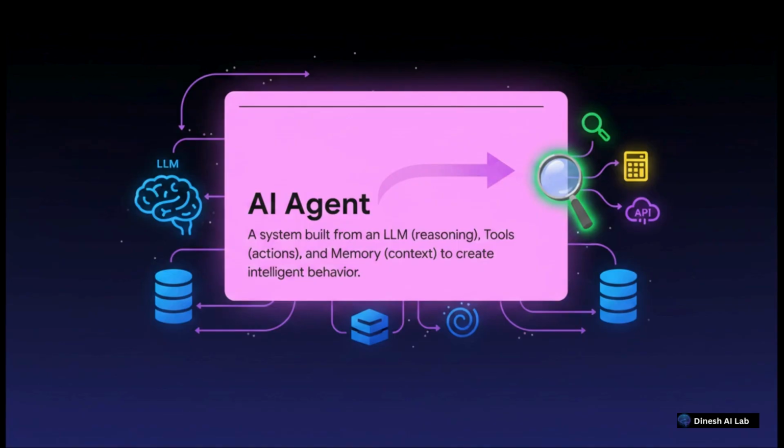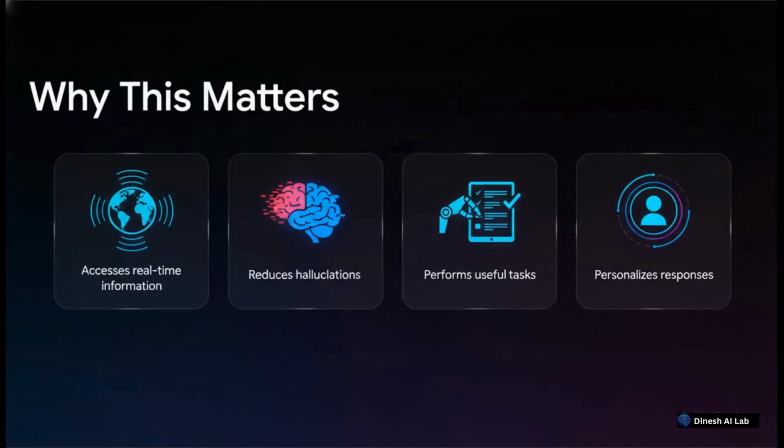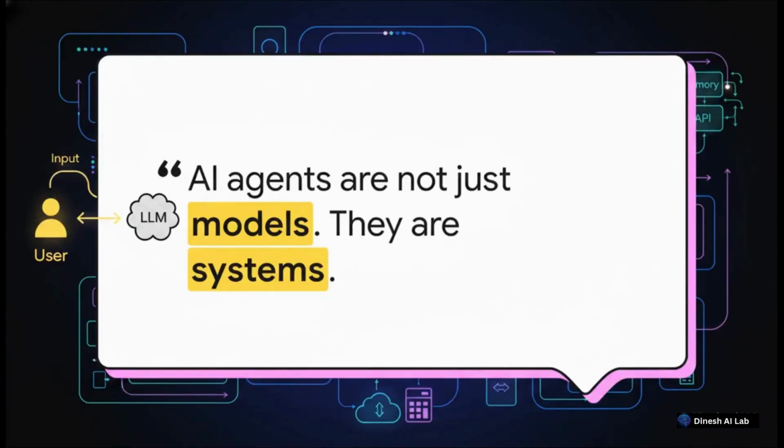So why does this architecture matter so much? Well, because this is what lets AI break free from just being a text generator. It can now access real-time information, which dramatically reduces the risk of it just making things up, what we call hallucinations. It allows the AI to perform genuinely useful tasks and to personalize its responses based on what it knows about you. And look, if you take away just one single thing from this entire explainer, please let it be this. AI agents are not just models. They are systems. The intelligence you see emerges from the beautiful orchestration of all the parts.